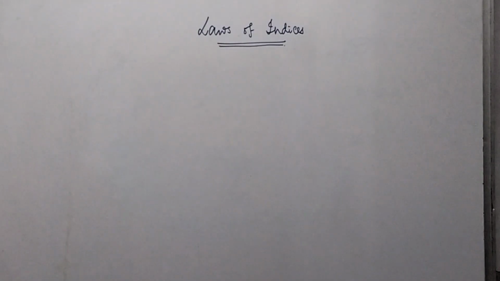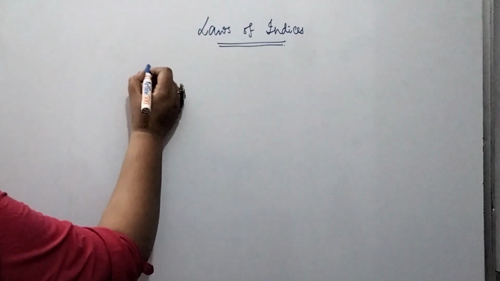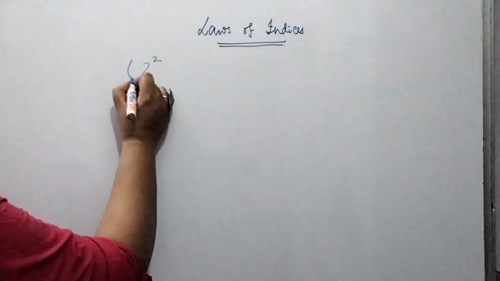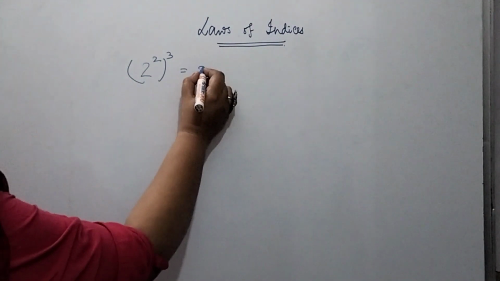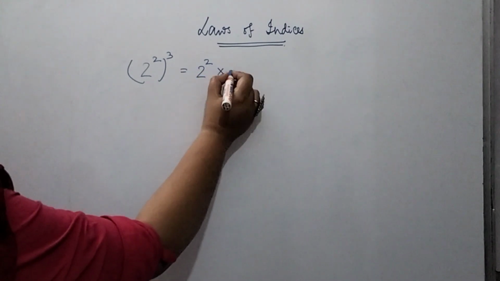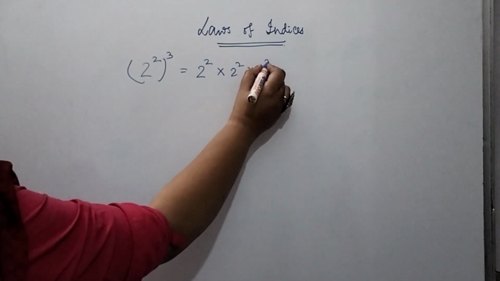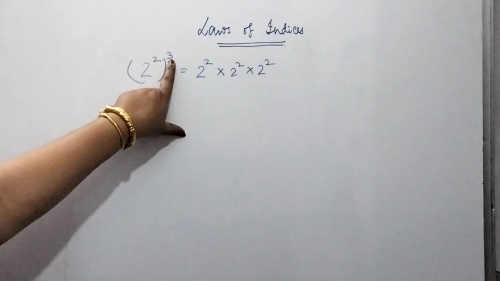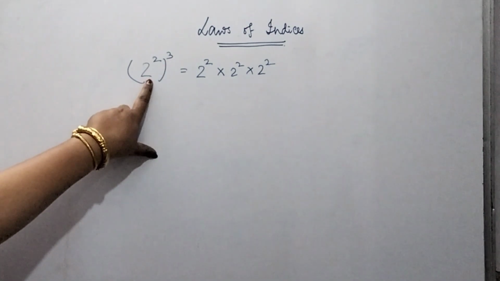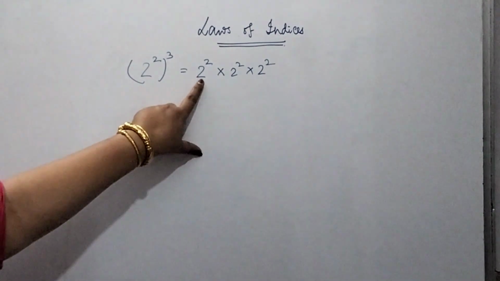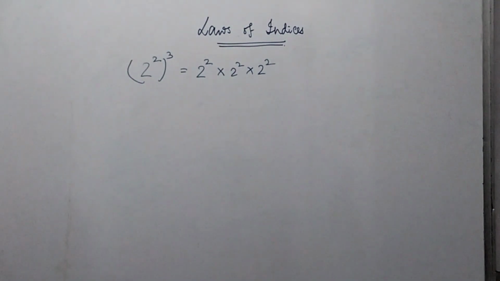Now let us consider another very important, very useful law. Suppose you are getting an example like 2 to the power 2 whole to the power 3. Now how will you represent this 2 to the power 2 whole to the power 3? It can be represented as 2 square into 2 square into 2 square, because in the power we are getting 3 as the index and the base was 2 square. Base is taken as 2 square. So obviously it can be represented as 2 square into 2 square into 2 square.